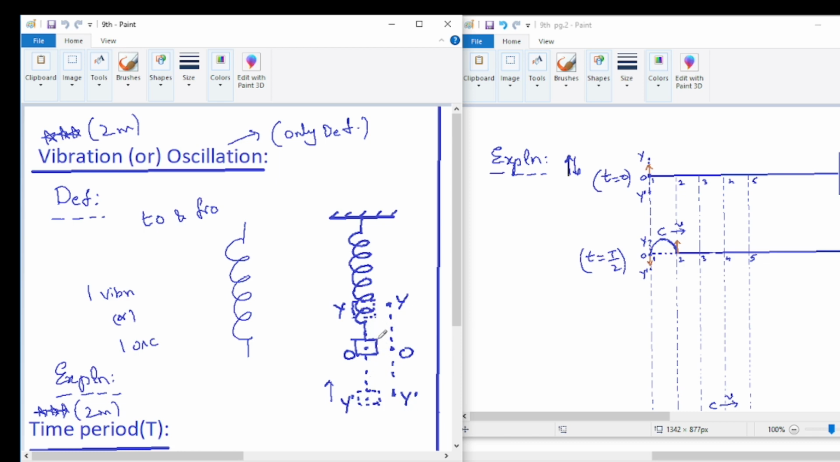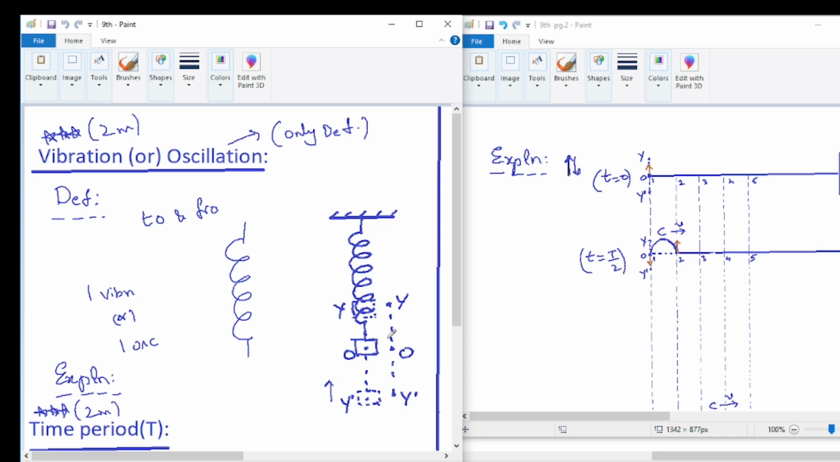Now, one small thing is the total time taken for one vibration, that means the complete upward motion from Y dash to Y, and then the complete downward motion from Y to Y dash. This one complete to and fro motion is called a vibration, and the time taken for it is called the time period. Its symbol is capital T. This is a very important symbol. This is what we have seen earlier.